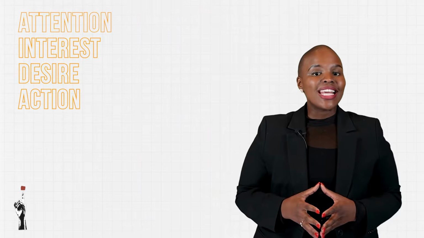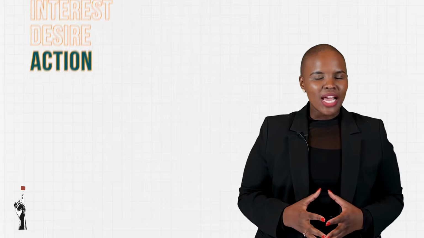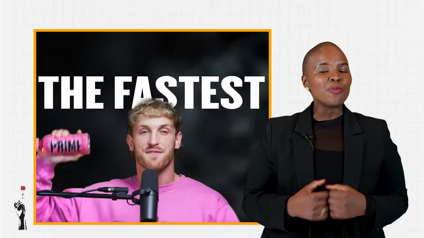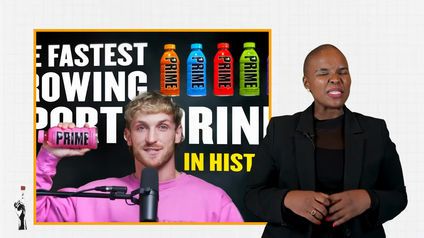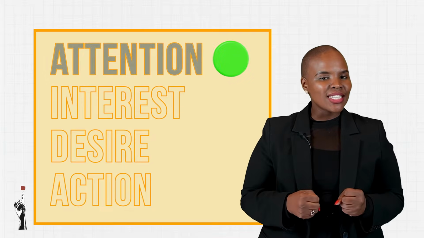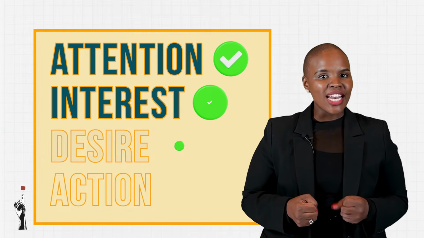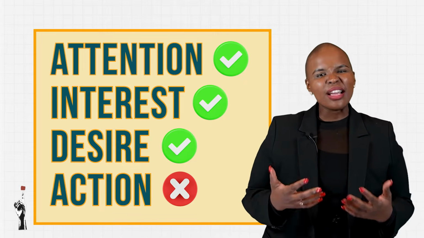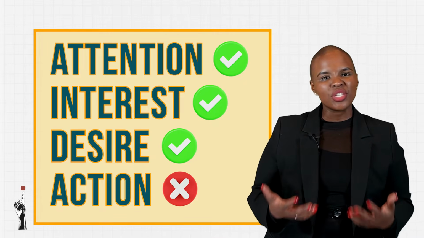The last one is action. A good advertisement gets people to act. Once people have seen the advertisement, they must immediately want to go to the stores and buy it. If they're attracted, if they're interested, and if they desire it but they don't go and buy it, then actually the advert didn't achieve its goal.